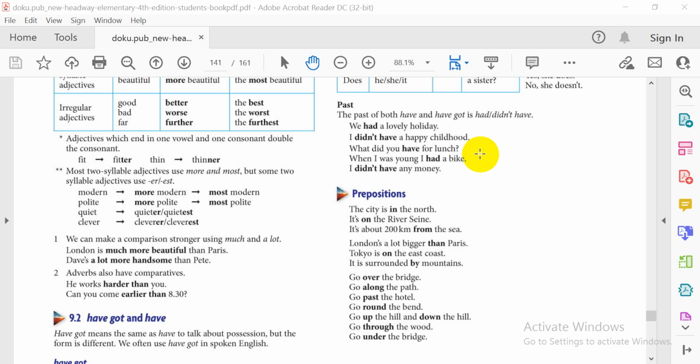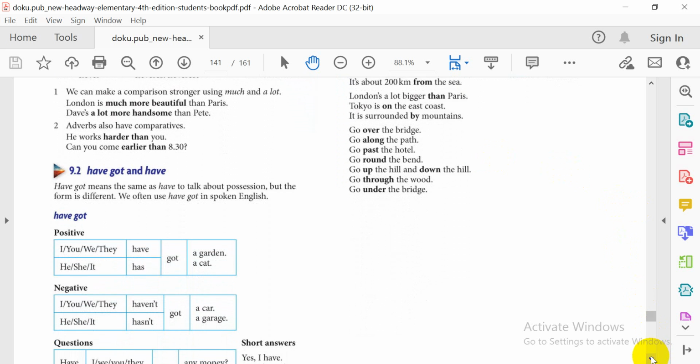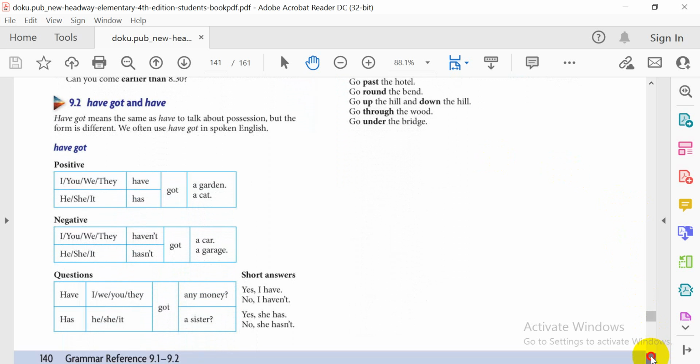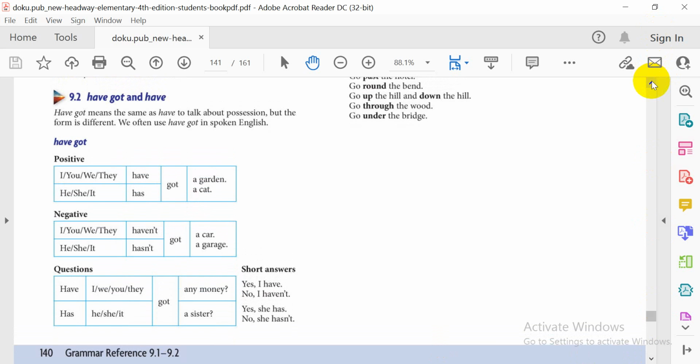Now talking about the past of have and have got. We explained about have and have got and how you get the positive of have got, and negative, and question. Look at this, have got in positive: subject and have got, and after that the complement of the sentence.